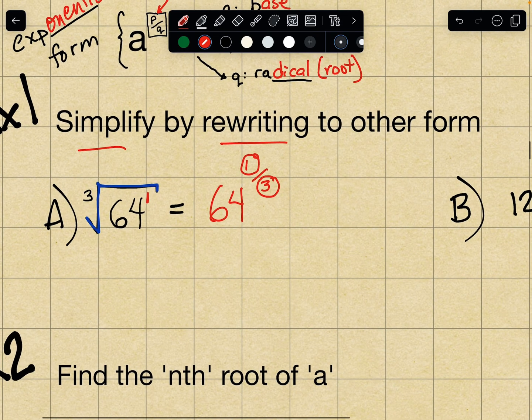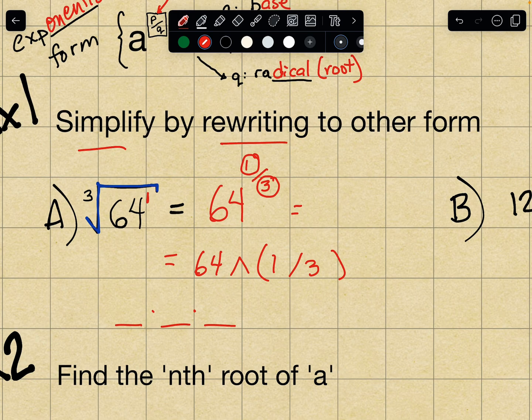Okay. What is 64 to the 1/3? If you've got a calculator, I'm going to show you how to type this in. So 64, and then you're going to hit a power button, and then you can hit 1 divided by 3. Or you can just use your brain and say, what number times itself 3 times is 64? Either way, you're going to get an answer of 4.